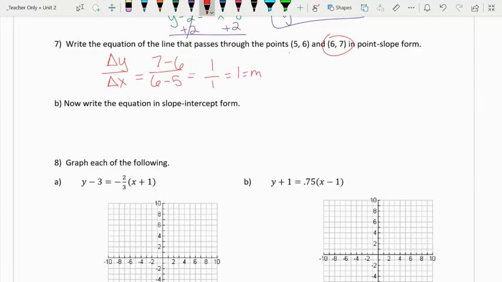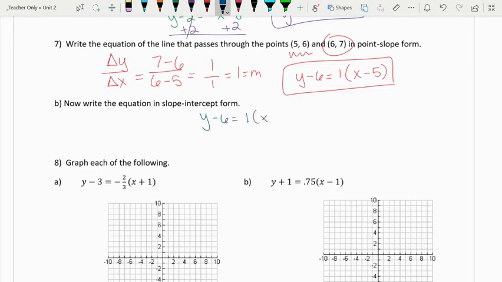From here, again, I'm going to take the first point. So it would be y minus your y value equals your slope times x minus your x value. And now we want to write it in slope-intercept form. So again, we would distribute that 1, but it really doesn't change anything. So in reality, all we're doing is adding 6 to the other side, and y equals x plus 1.